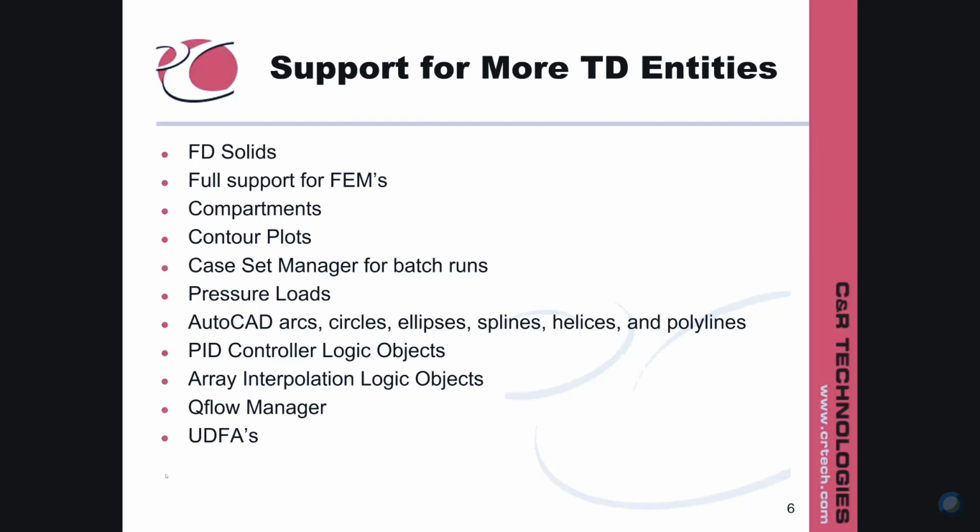Okay, let's talk about new features in 6.2. We have support for more thermal desktop entities than we had in 6.1. We've added support for finite difference solids. We've got much better support now for FEMs. In 6.1, you could create a FEM, but you really couldn't modify it. You couldn't query the elements, etc. You can now do that in 6.2.